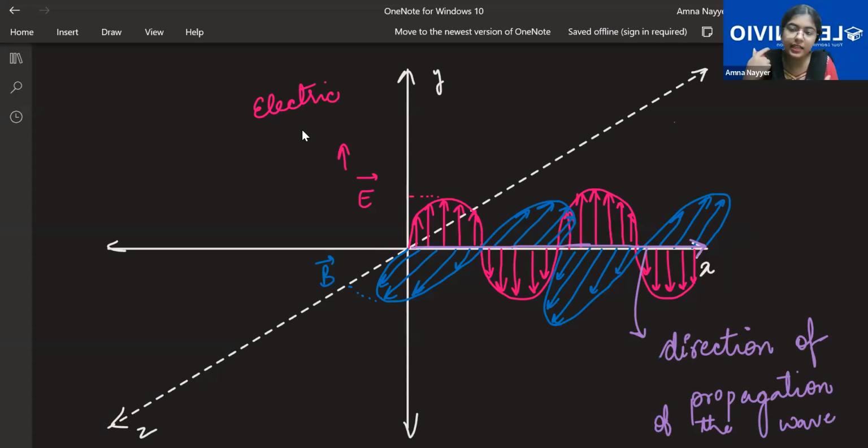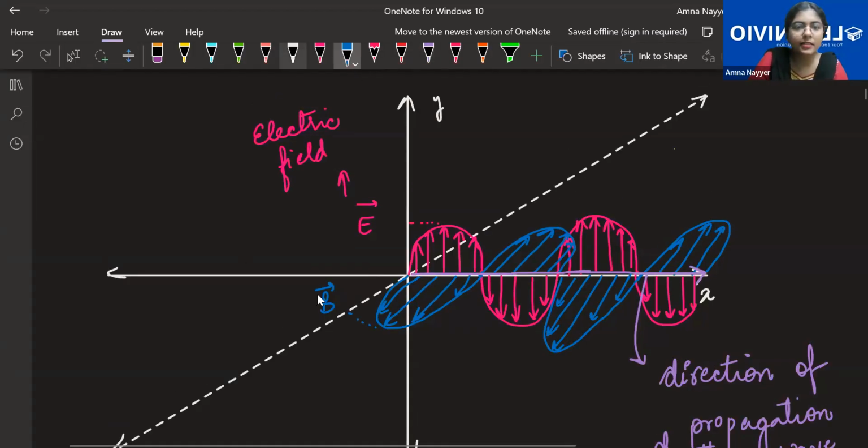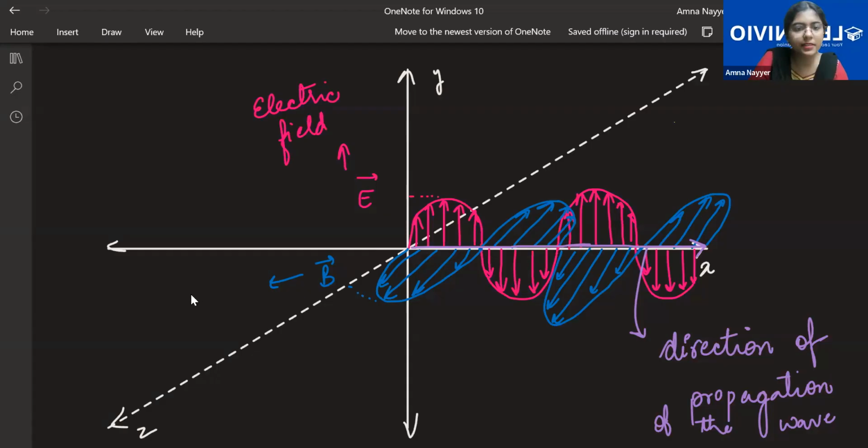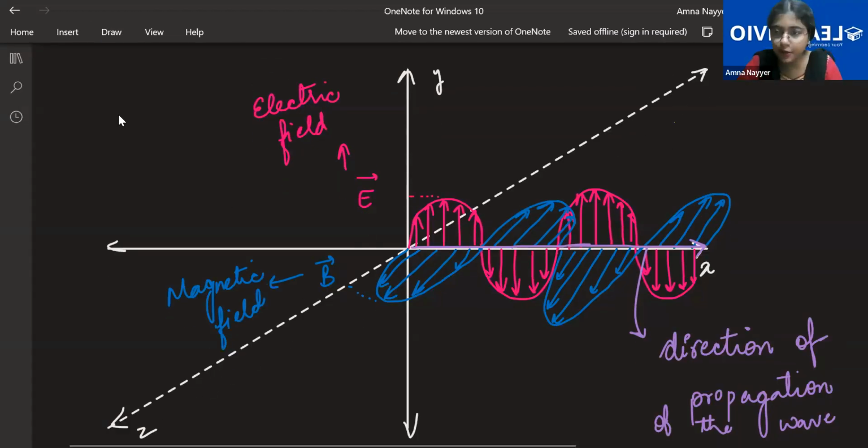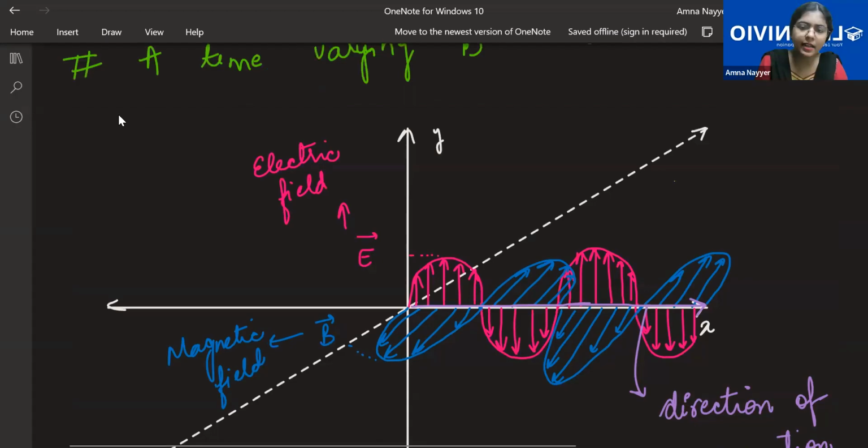We discussed in the last class that the electric field is also there, and the magnetic field component is also there. So the electric field component is this, and the magnetic field component is this. Got this point? This much is clear to you? So these will be there and these will be perpendicular.